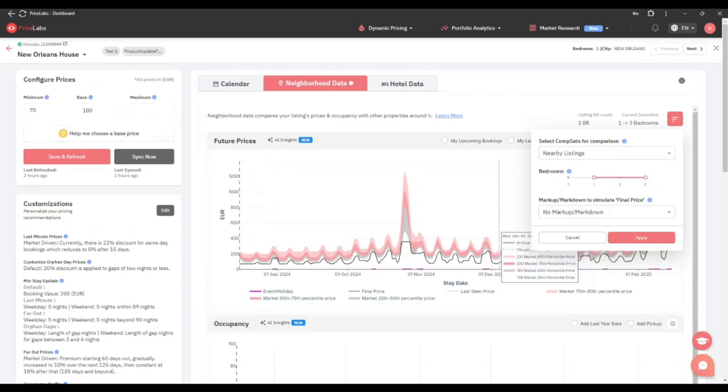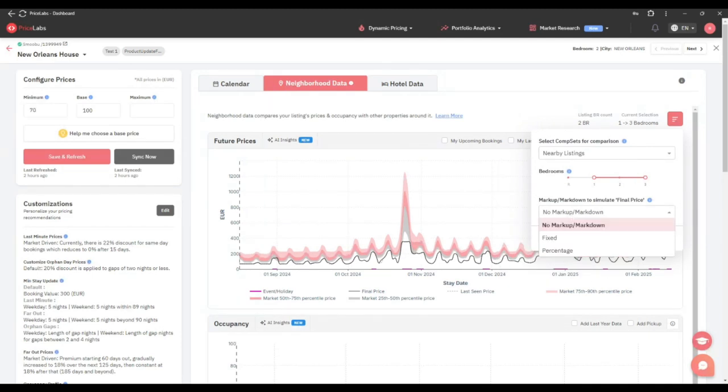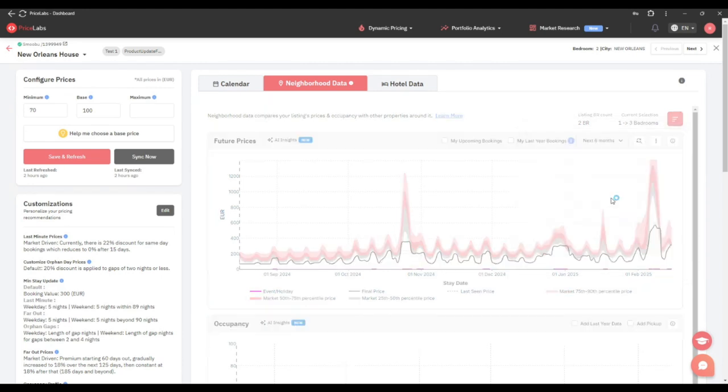While you're in this comp set, the other change that we have introduced is adding a markup or markdown. The reason for this is, oftentimes, on top of PriceLabs pricing, maybe you're adding 15% for OTA commissions, and that's the final price. You may want to add 15% to your price to simulate what the final price on the OTA would look like. If I do that, you'd see in neighborhood data a new row come up that will tell you that.